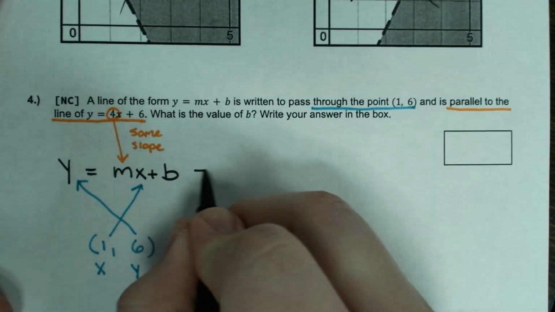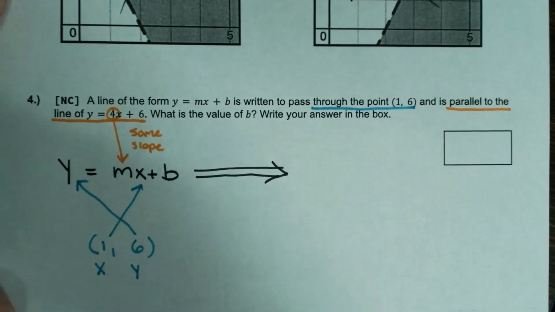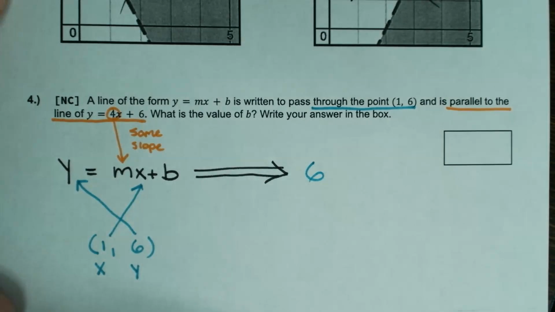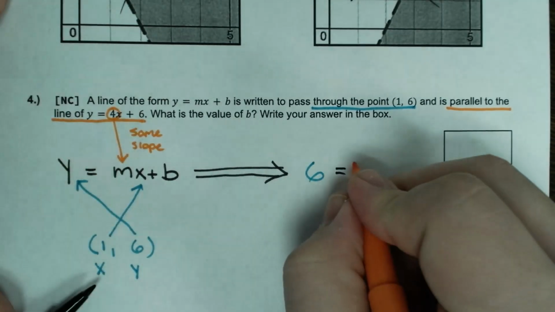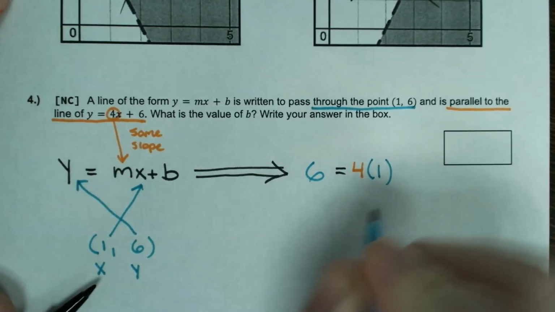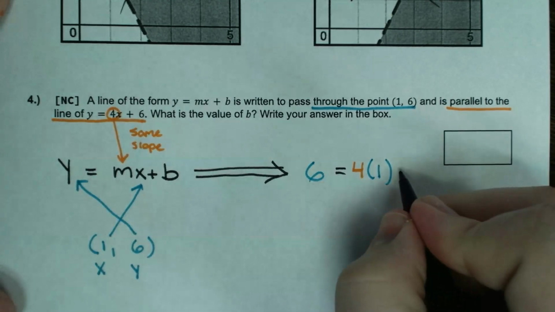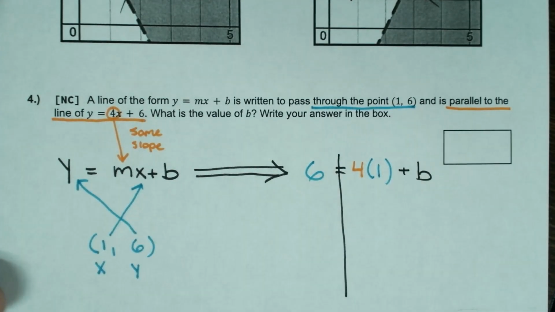And so let me rewrite this. Instead of y equals, I'm going to say 6 equals. Instead of m, I'm going to say 4. Instead of x, I'm going to plug in that 1 plus b. And now it wants us to solve for b, and this is a really easy equation to solve. It's just setting it up that was the hard part.